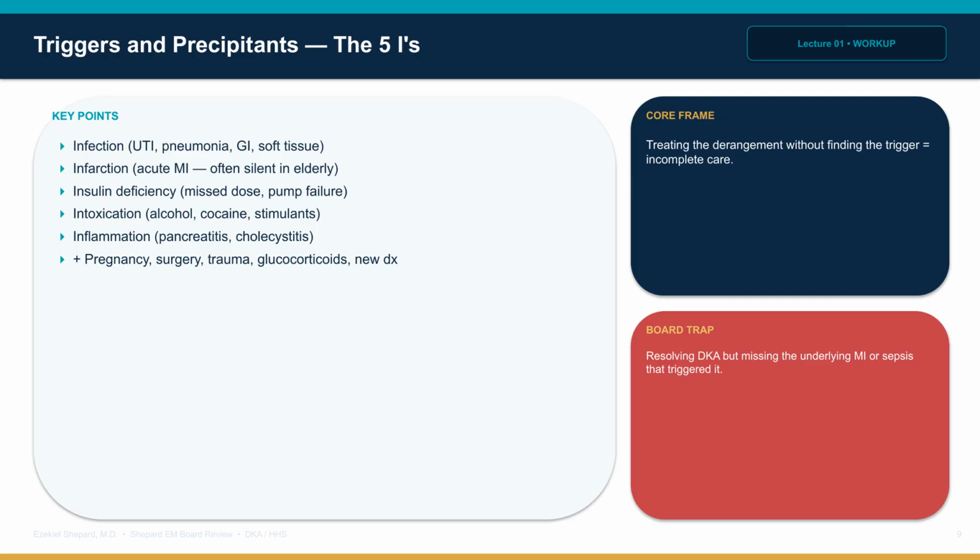Intoxication, so could they be drunk? Could they be high? Could they be on stimulants? Inflammation: are they suffering from pancreatitis or cholecystitis? Add to that pregnancy, surgery, trauma, as well as steroid use, and a new diagnosis of diabetes. The board concept is that treating the metabolic derangement without finding the trigger is incomplete care.